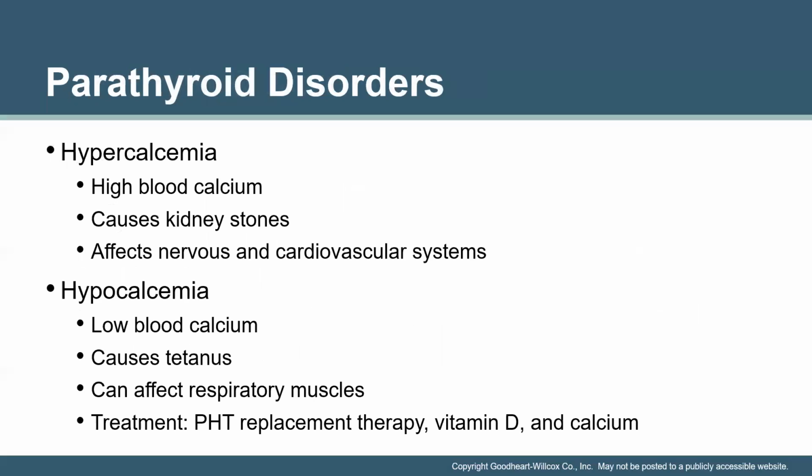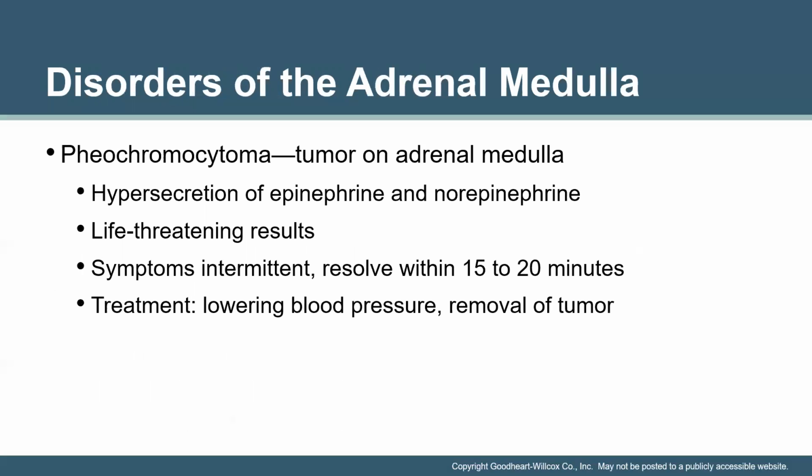When we have hyper or hypoparathyroid disorders, okay, we're going to see hypercalcemia, which is a high blood calcium level. You might be prone to kidney stones. It will affect your nervous and cardiovascular systems. If you have hypocalcemia, or low blood calcium, this can cause tetany. It can affect your respiratory muscles. The treatment will be replacement therapy, vitamin D, and calcium.